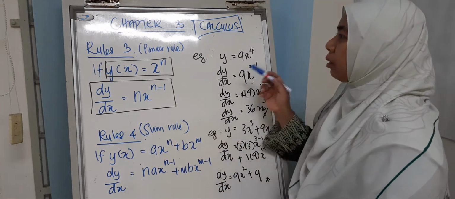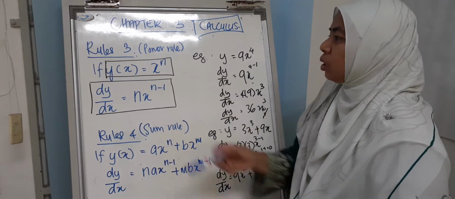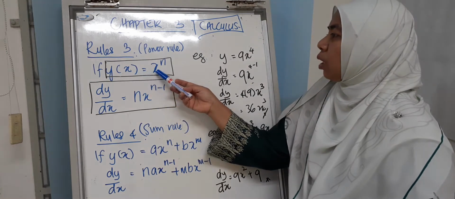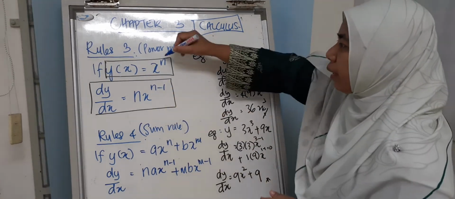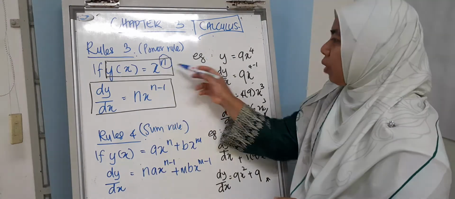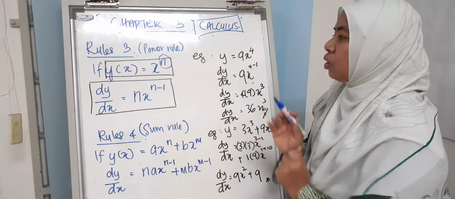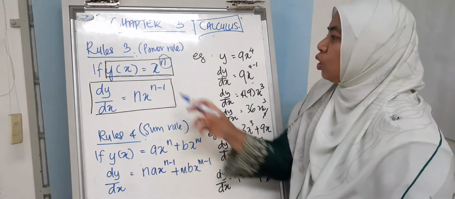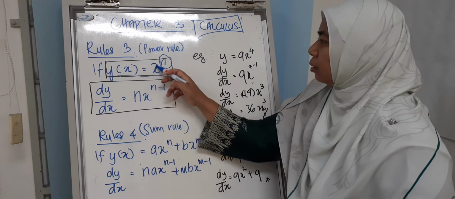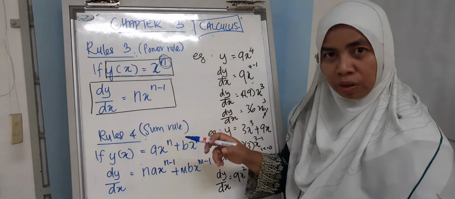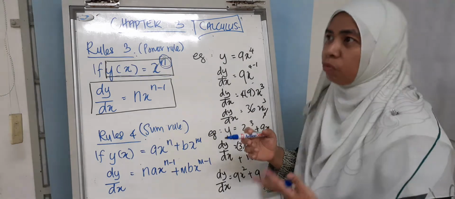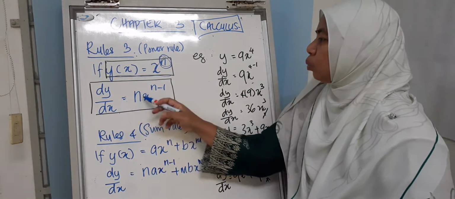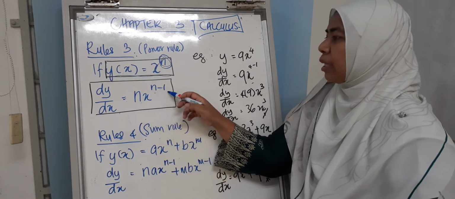right? So in calculus, for rule number 3, the equation is y equal to x to the power of n, right? You see the power of n. So in differentiation, how to differentiate this equation? When you see only x with a power, for example the power of 3 or 4, differentiate: dy per dx equal to n x to the power of n minus 1, right?